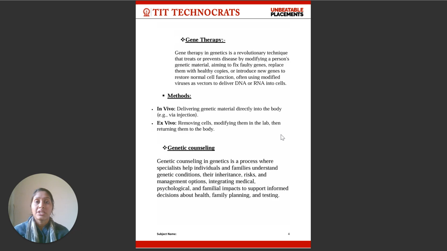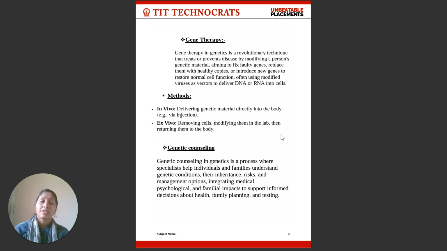Then the next topic is gene therapy. Gene therapy in genetics is a revolutionary technique that treats or prevents diseases by modifying a person's genetic material, aiming to fix faulty genes, replace them with healthy copies, or introduce new genes to restore normal cell functions, often using modified viruses as vectors to deliver DNA or RNA into cells.